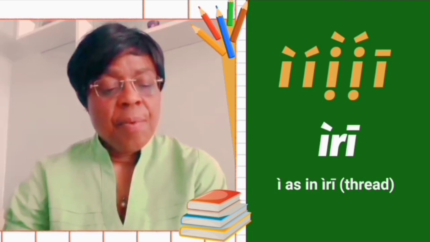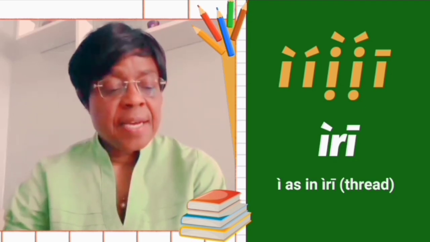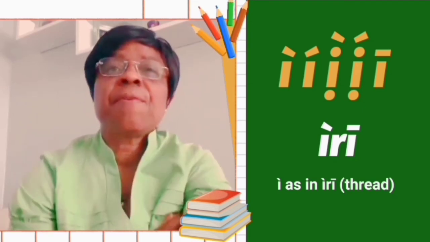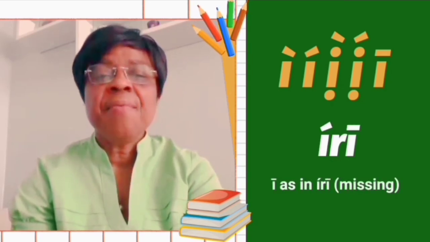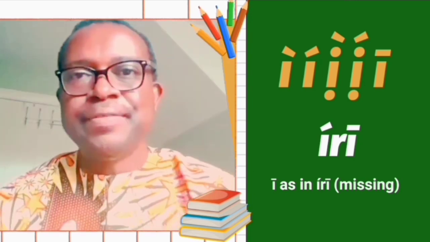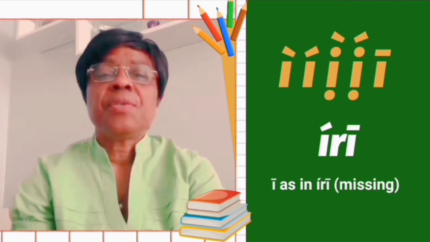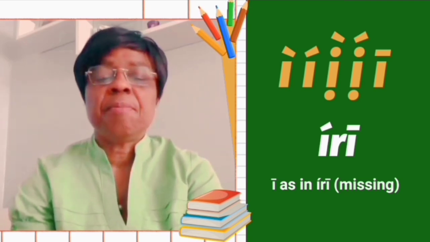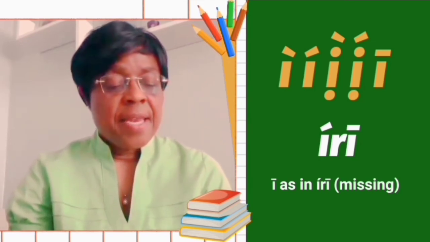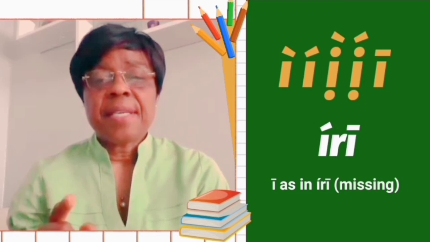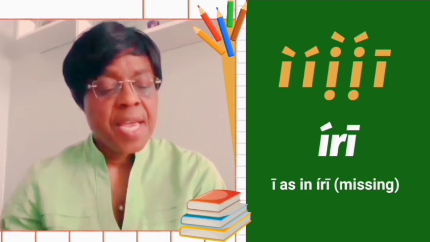And we have another example of rising diacritics. An example of rising diacritics for the E sound would be Iri. Can you say Iri? Iri means to be missing or lost. And the diacritics for this Iri are rising by contrast. So we have Iri, then we have Iri.